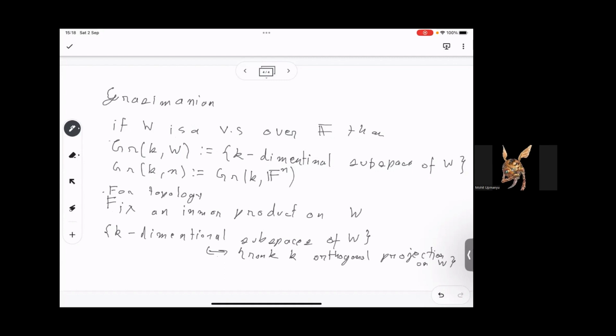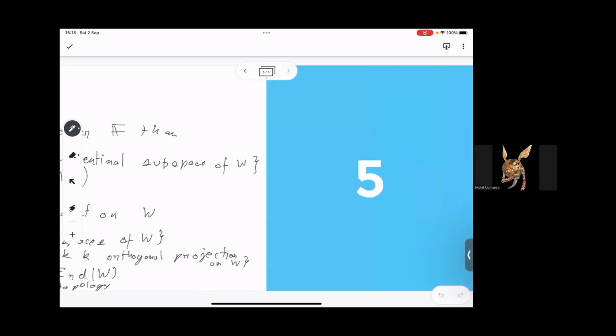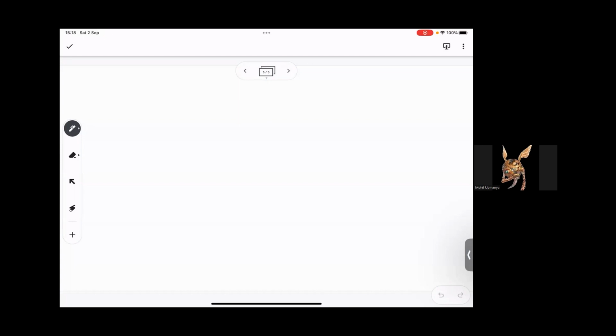Right? So that means what we have obtained is an embedding of Gr(k, W) into endomorphisms of W, right? And we assign the Grassmannian the subspace topology. Okay, so one thing to check is that this topology happens to be independent of the inner product, which I leave as an exercise, right?